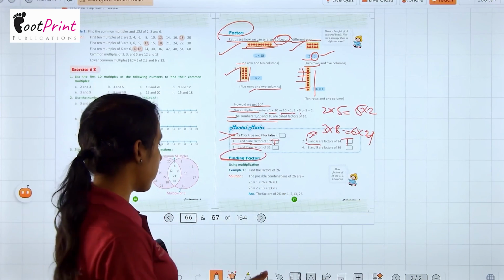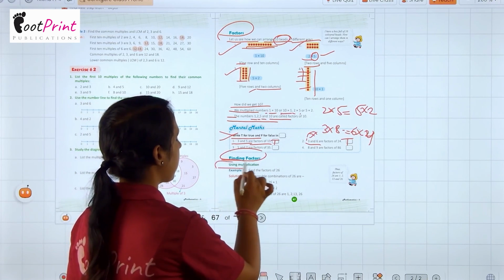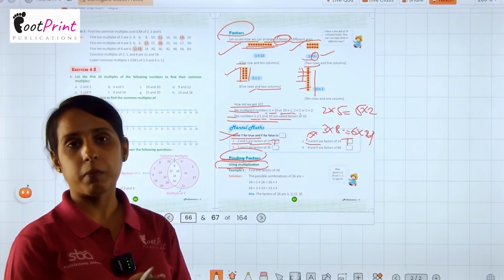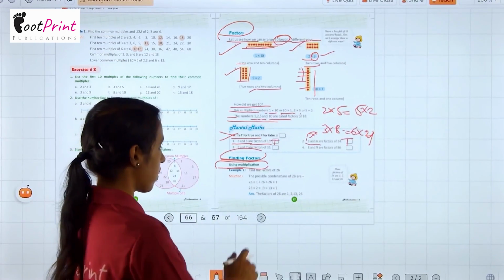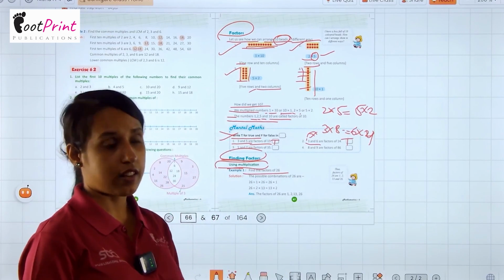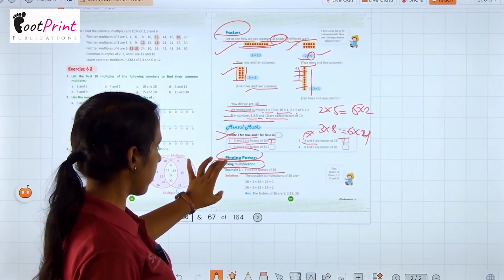How to find factors? Here is a method that is using multiplication. Multiplication का use करके हम क्या कर सकते हैं, factors find out कर सकते हैं. So here is an example, find the factors of 26. हमें क्या करना है, 26 के factors निकालने हैं.